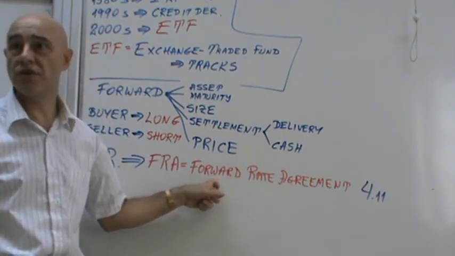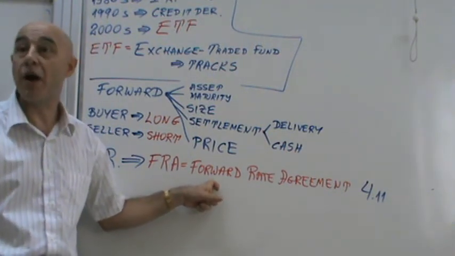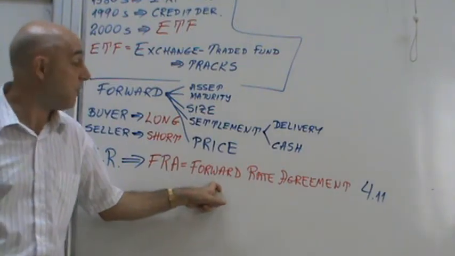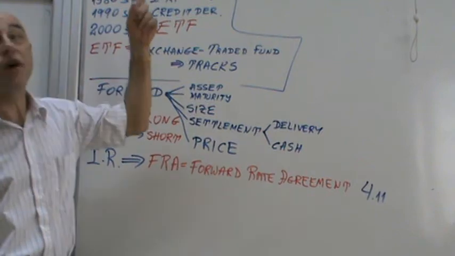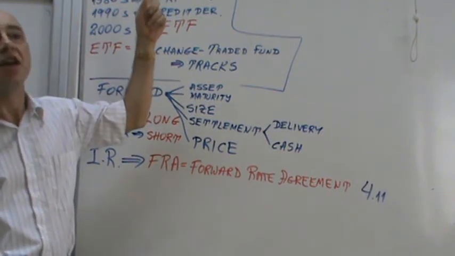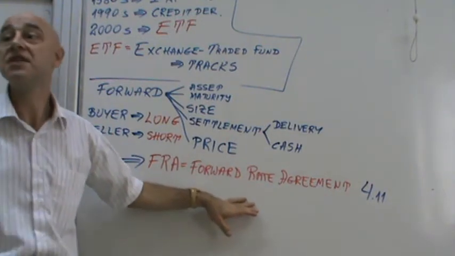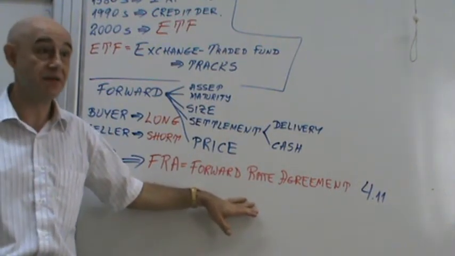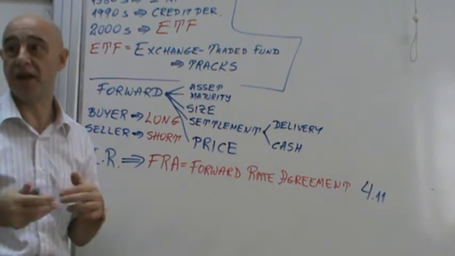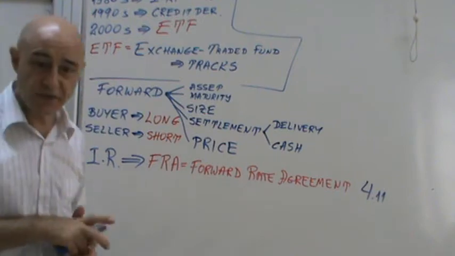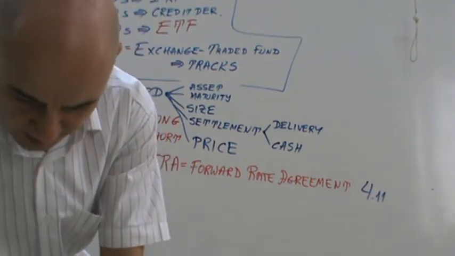Again, the forward means it could be 1 year from now, 9 months from now, 6 months from now, whenever I need it. Or, in my case, will be $50 million. That's why it's non-standardized. If it's standardized, it will be, let's say, for $1 million, 6 months from now. If I need $7 million, I'll do 7 contracts, each $1 million. So that's a forward rate agreement. Okay, over the counter.